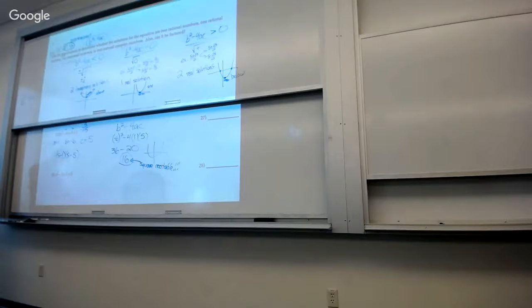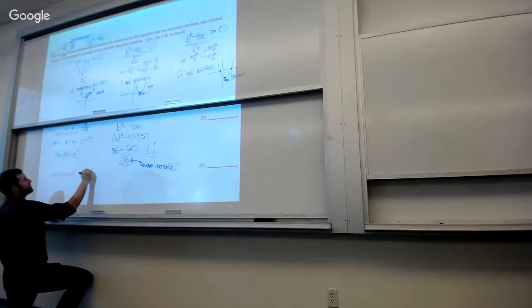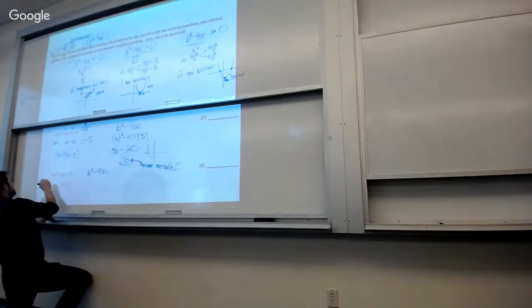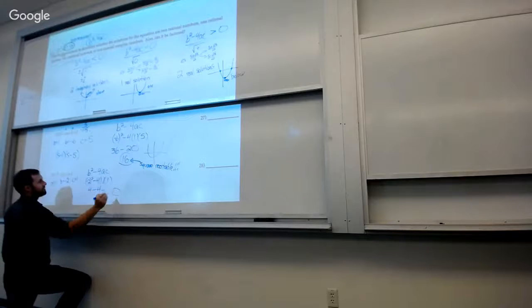So for instance, right here, t squared minus 2t plus 1, is that factorable? Let's do the factor test. B squared minus 4ac. So we know that a is 1, b is negative 2, and c is 1. So that'd be b squared minus 4ac. b is negative 2, a is 1, c is 1. That's 2 squared is 4 minus 4, which is 0.